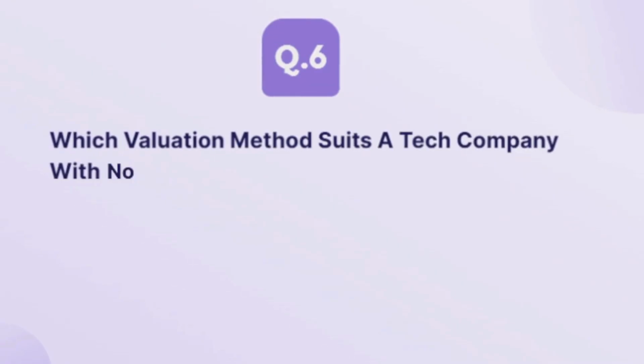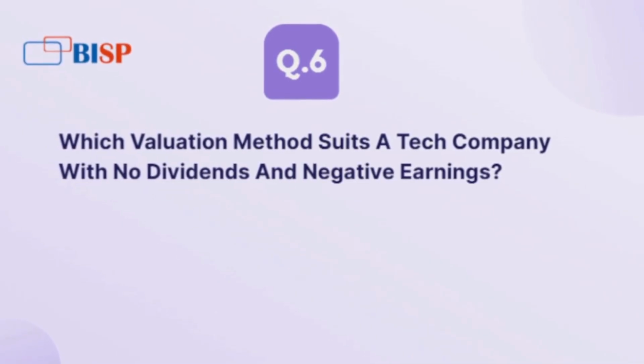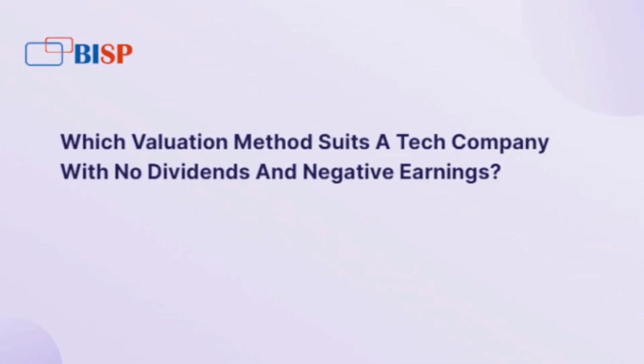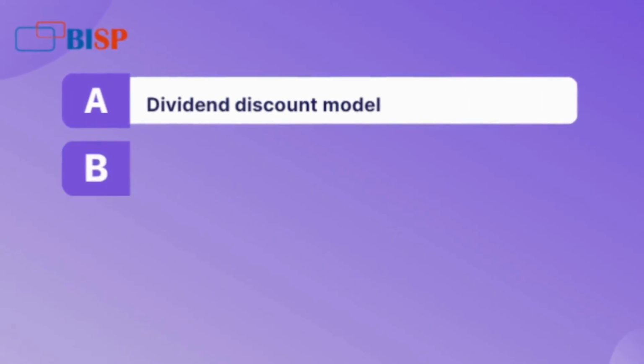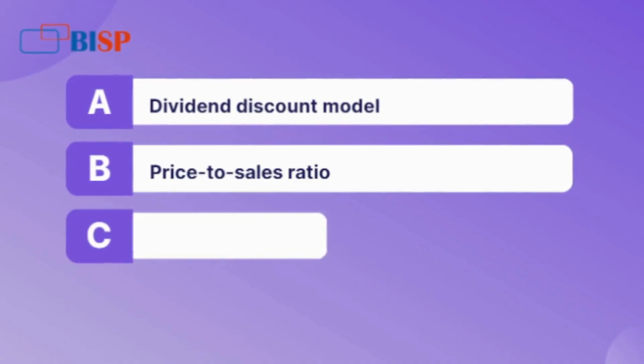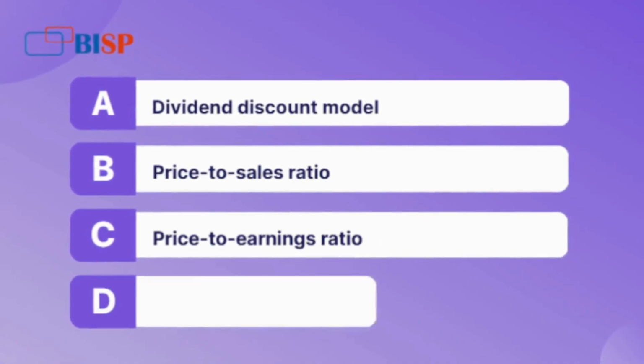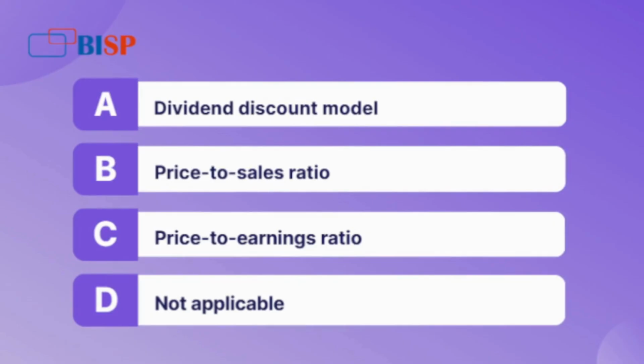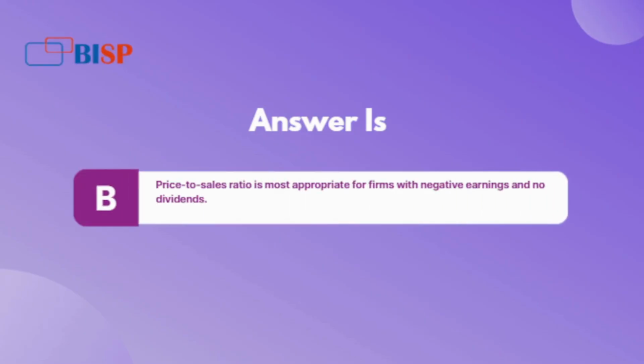Which valuation method suits a tech company with no dividends and negative earnings? A. Dividend discount model. B. Price-to-sales ratio. C. Price-to-earnings ratio. D. Not applicable. Answer is B. Price-to-sales ratio is most appropriate for firms with negative earnings and no dividends.